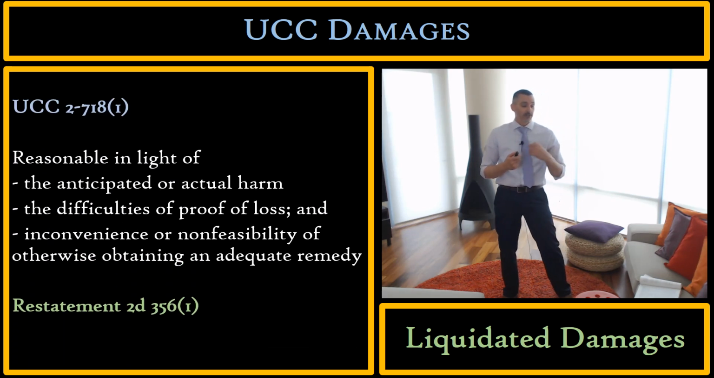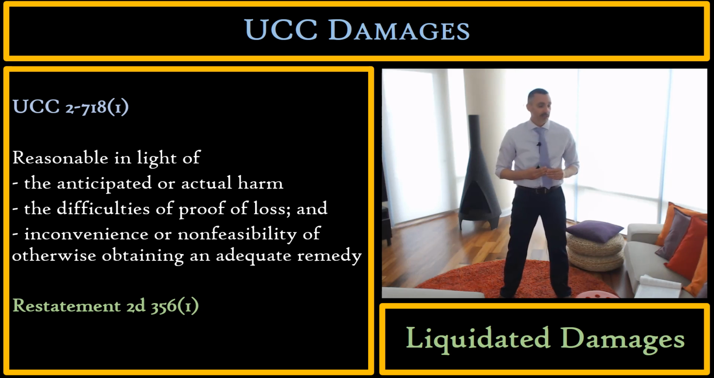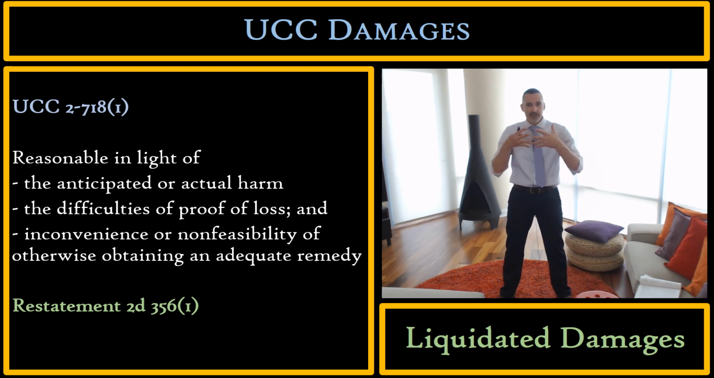This is the UCC. Now you can go read UCC 2-718(1) on your own, but the liquidated damages have to be reasonable in light of the anticipated or actual harm, right? There has to be a reasonable relationship between the harm that the aggrieved party actually suffers or the harm that we anticipated the aggrieved party would suffer, the difficulties of proof of loss, and the inconvenience or non-feasibility of otherwise obtaining an adequate remedy.